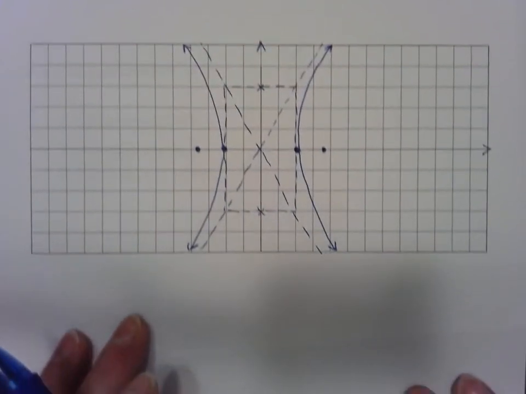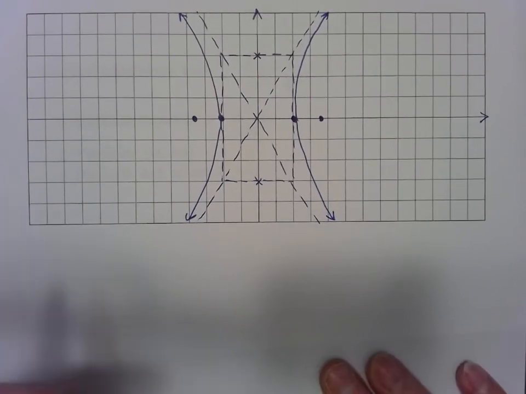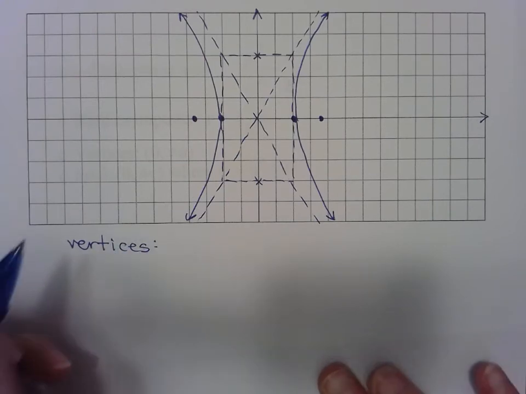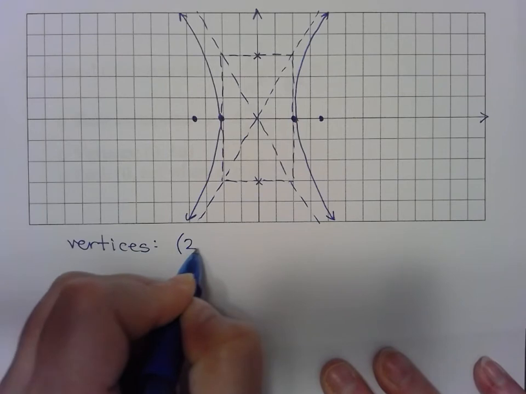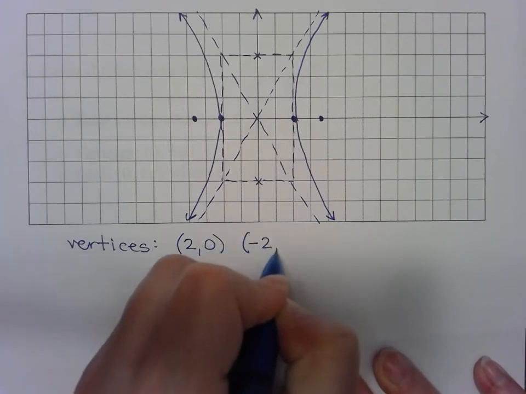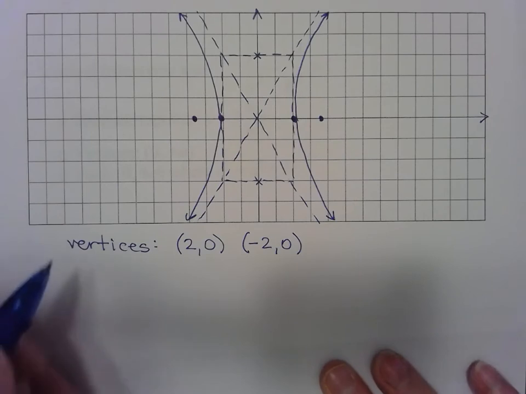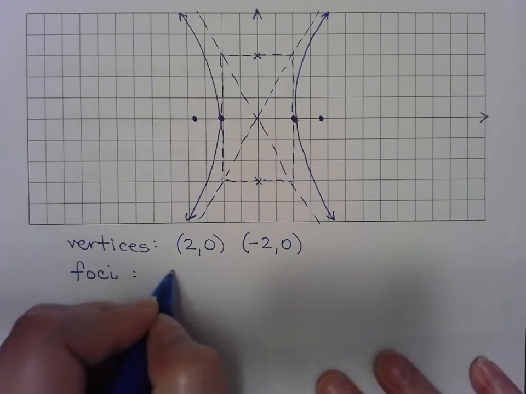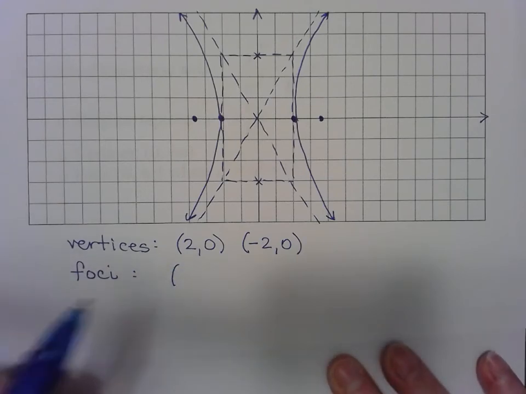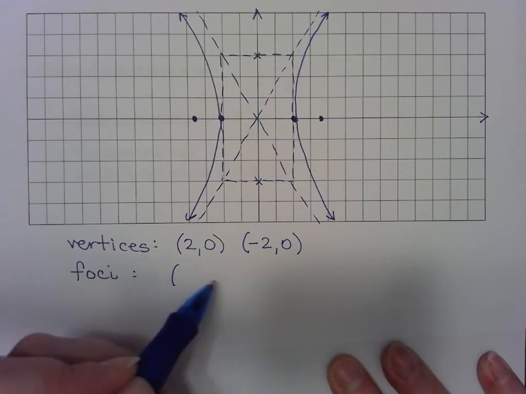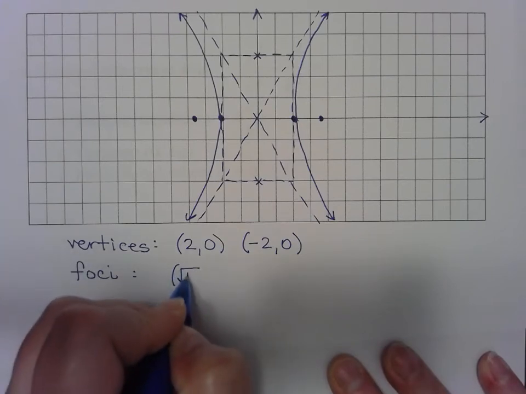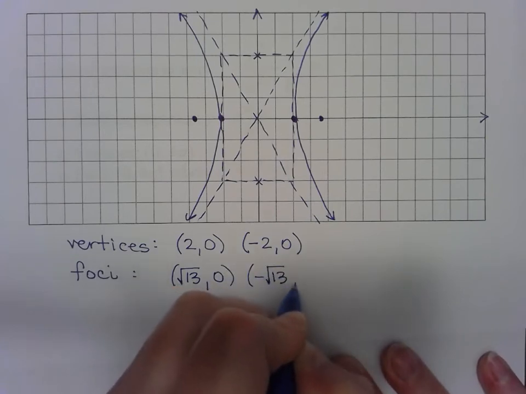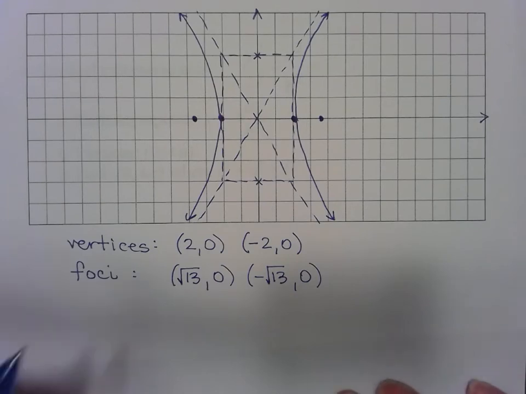All right, so let's list some of the important parts of this. So the vertices are at 2, 0 and negative 2, 0. The foci, or the focus points, are at, and just like we said before, you could put 3.61 here or the square root of 13. I'm going to go ahead and put the square root of 13 this time, but I think either would be just as good. Notice those are on the same axis.